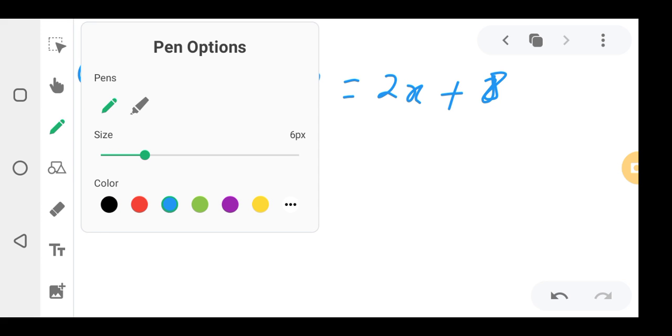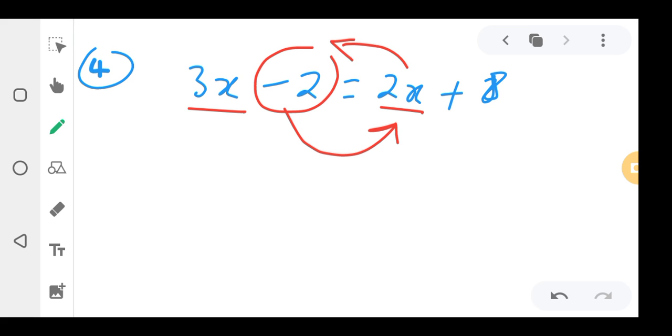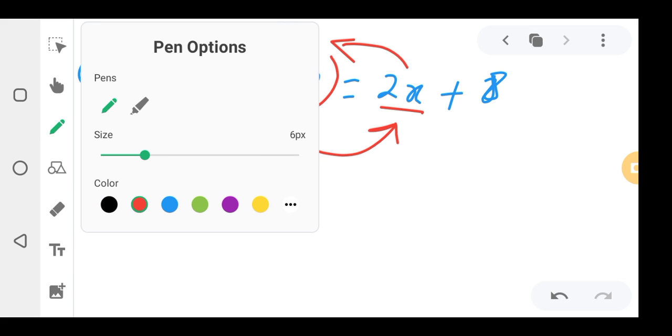Have you noticed that the x is appearing on both sides? It's appearing on this side of the equation and also on the other side of the equal sign. So what you do when it's something like this, you group the x's together. Those ones with x's, you group them together. They exchange positions.